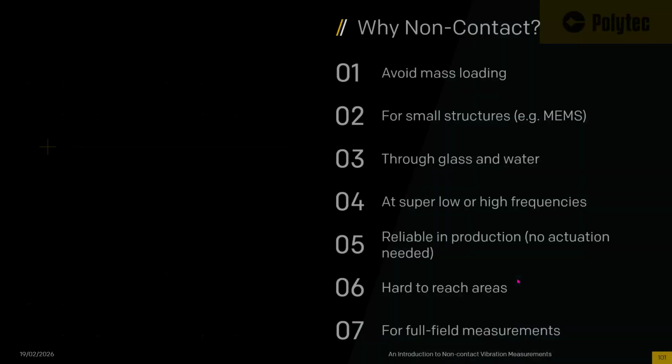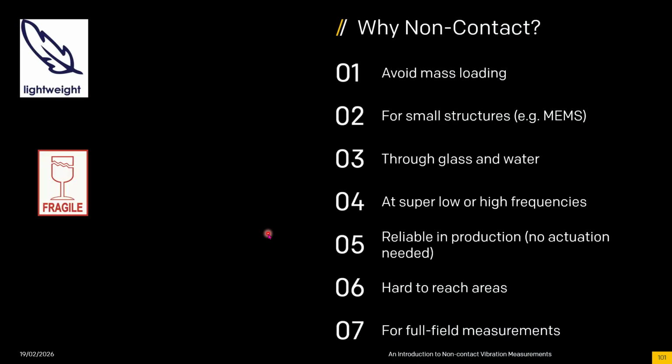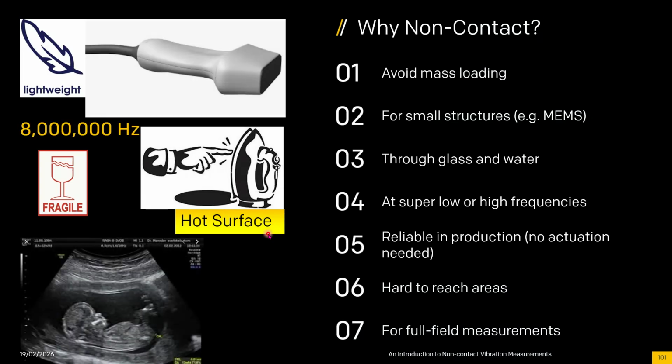So okay, why non-contact? Now we are getting into some more detail about vibrometry itself. When does someone consider a non-contact vibrometry-based technique? When mass loading is an issue, so even a little bit of mass shifts your frequencies enough, or introduces damping, something that affects the dynamics of your structure, or if it's super small, through glass, through water, right? Lightweight, very fragile, super hot, super cold, super high frequency measurements.